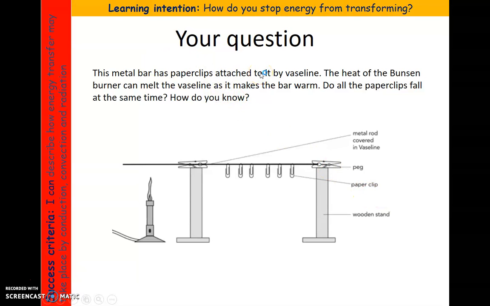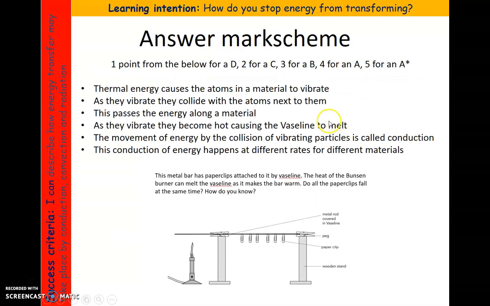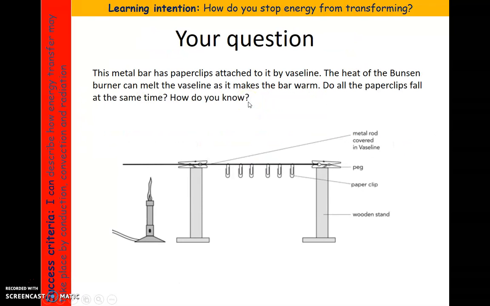throughout the lesson, I'm going to do a demonstration every now and again. I'll have this one set up, so if you want to come over, you can have a look at it. There's lots of demonstrations for conduction, but this is one of them. I want you to do some research and try and think. This metal bar has paper clips attached to it by Vaseline. The heat of the Bunsen burner can melt the Vaseline as it makes the bar warm. Do all the paper clips fall at the same time? How do you know? So this is going to be one of your questions.